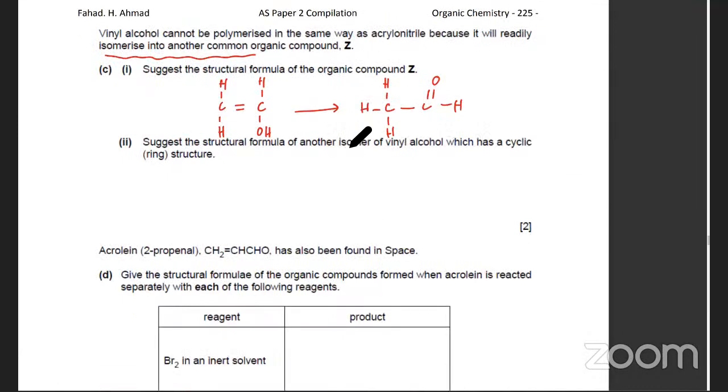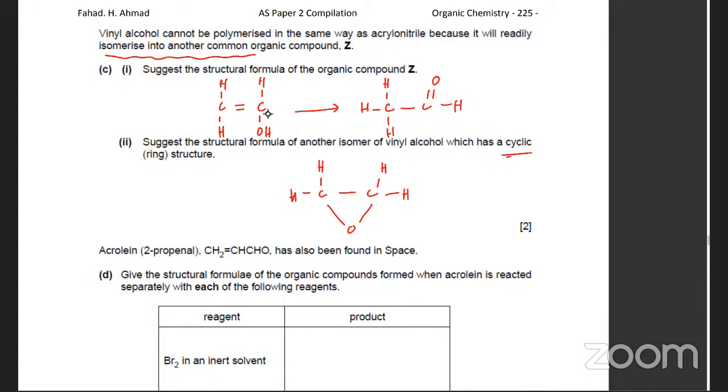Next, suggest the structural formula of another isomer of vinyl alcohol which has a cyclic ring structure. This one is vinyl alcohol. So a cyclic ring structure. So I can have the oxygen, and is it going to form an isomer? So, cyclic ring structure.